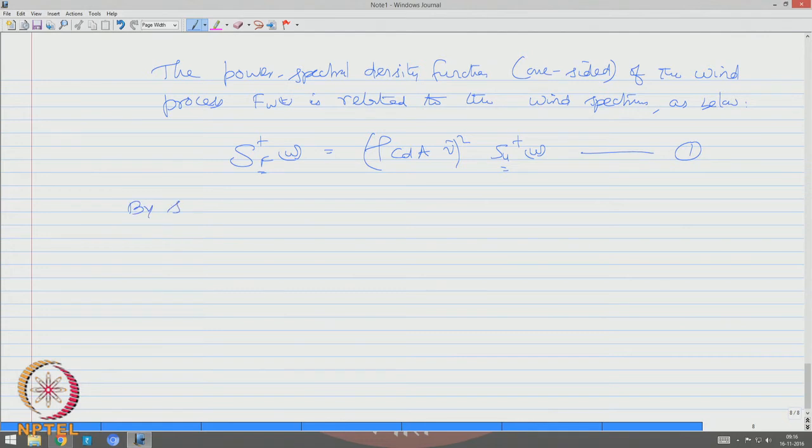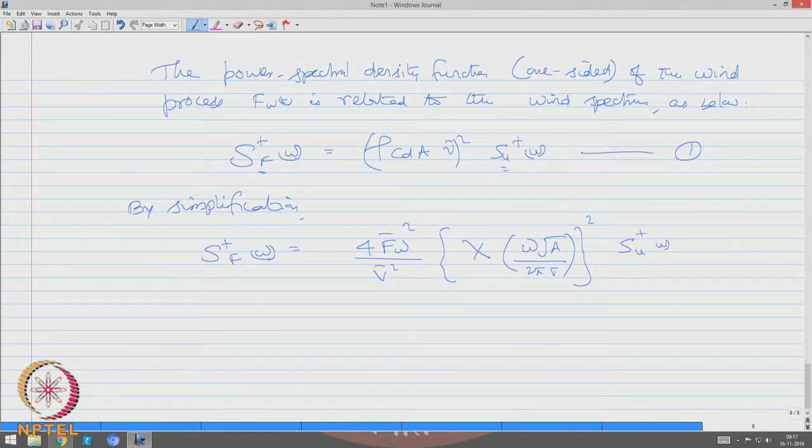By simplification, S f omega can now be said as 4 f bar omega square. I am taking the mean wind component by V bar square of a chi function of omega root A by 2 pi V bar the whole square of S u omega.